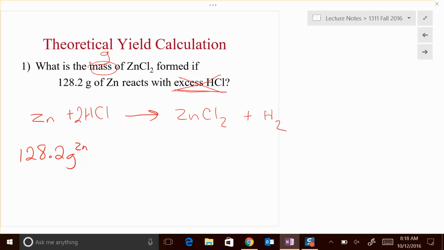For the grams of zinc chloride, do we just add them up using the periodic table? Yes.